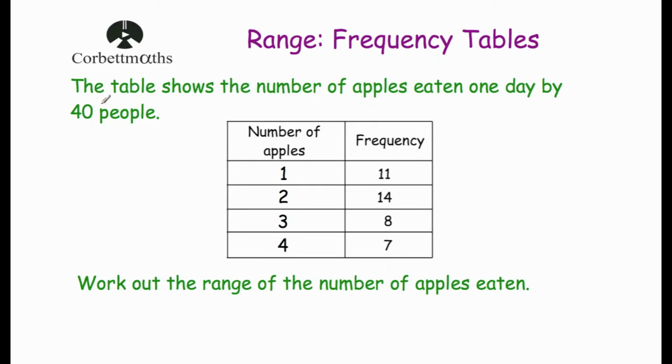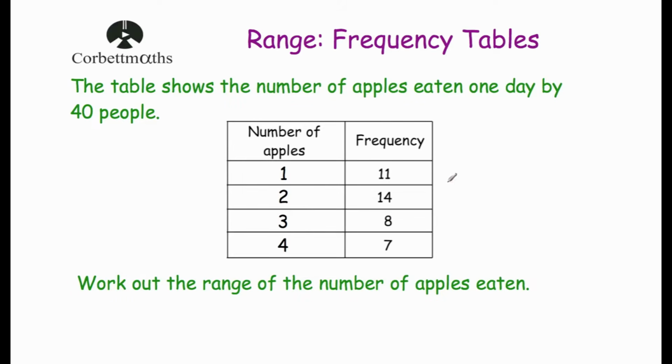So our first question says, the table shows the number of apples eaten one day by 40 people. Work out the range of the number of apples eaten. We have the number of apples eaten: 1, 2, 3 and 4. 11 people have eaten 1 apple, 14 people have eaten 2 apples, 8 people have eaten 3 apples, and 7 people have eaten 4 apples.